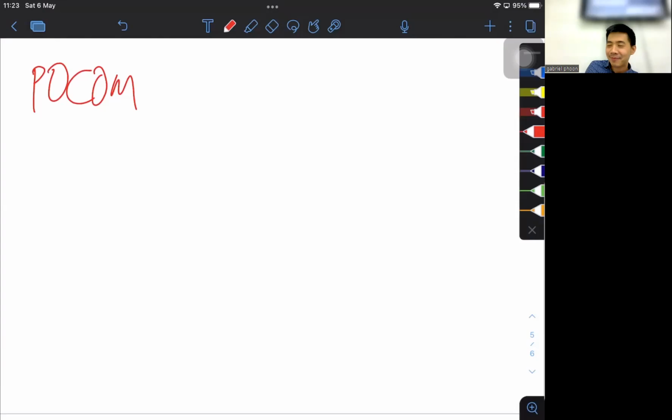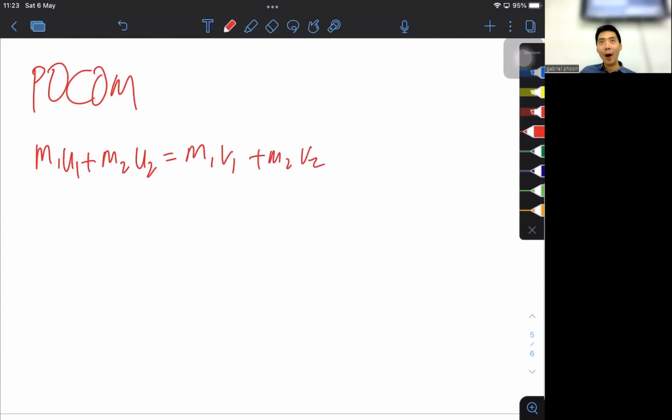M1U1 plus M2U2 equals M1V1 plus M2V2. Very good. It's M1U1 plus M2U2 is equal to M1V1 plus M2V2. Right. From here, I want to highlight one specific scenario, which is the inelastic collision scenario.